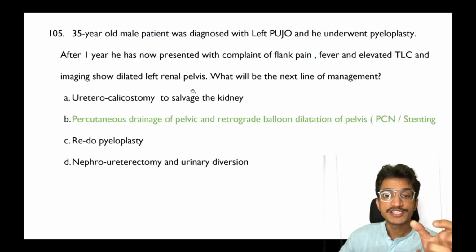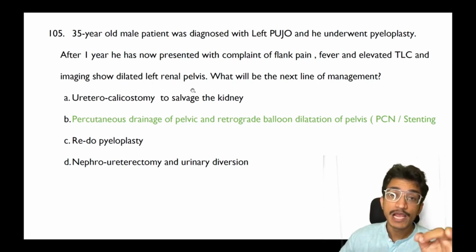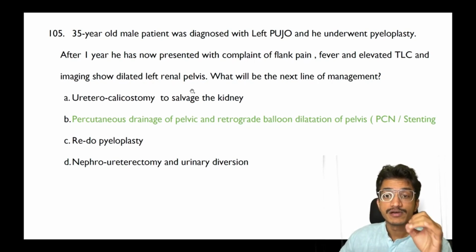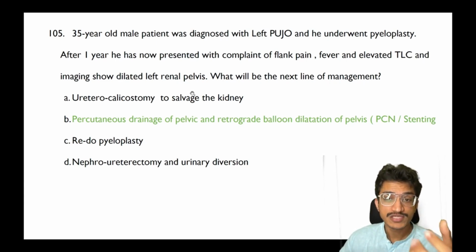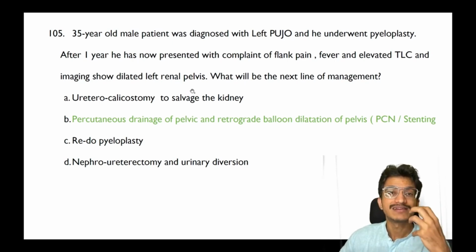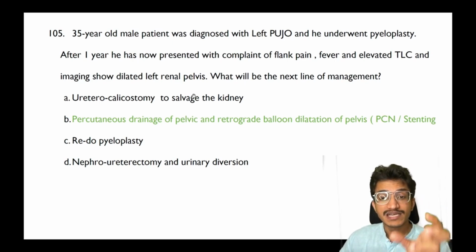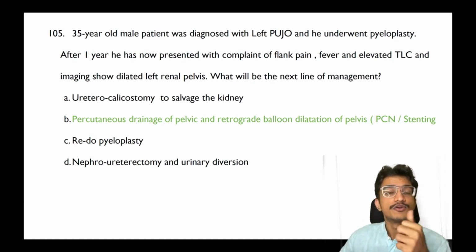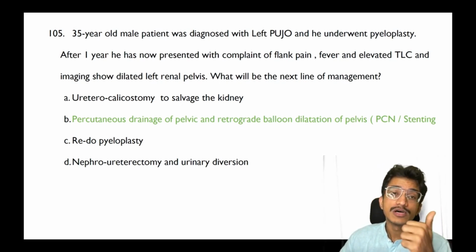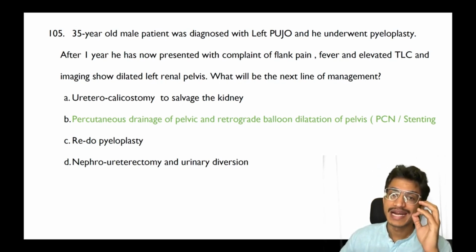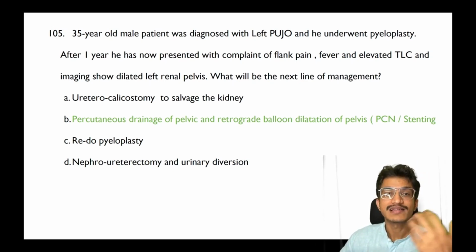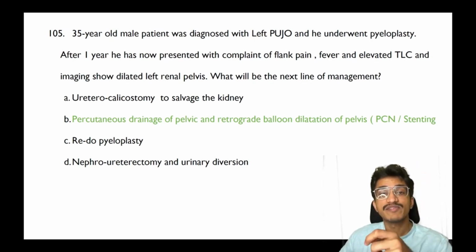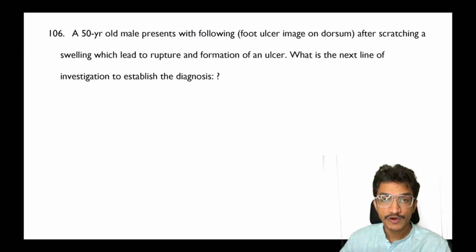Coming on to the next patient with a left PUJ obstruction, pyeloplasty done, with fever, pain, showing left dilated renal pelvis, that is hydronephrosis. Next line of management is usually always a drainage, that is either by stenting or a PCN. Now according to the options shared, you do not do ureterocalicostomy, that is connection of the ureter to the calyx. You do not do a redo pyeloplasty immediately. You do not do a resection. Basically you go and do the drainage procedure for it to resolve on its own. That is the conservative line of management, with the help of either a PCN or stenting, depending on what the option was in the exam.